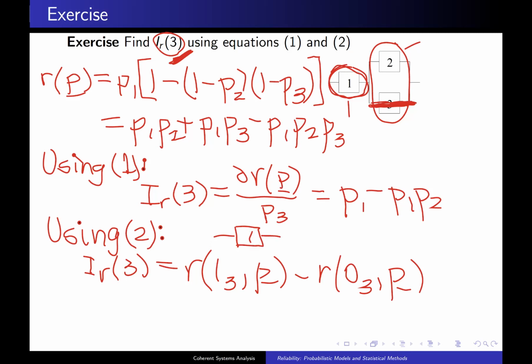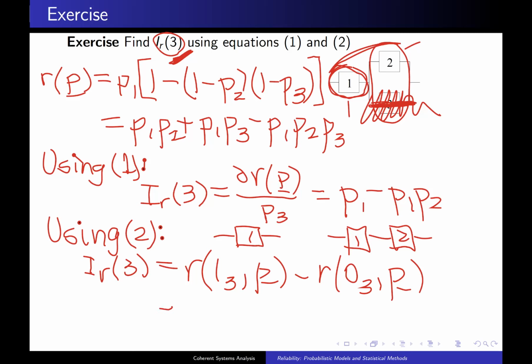Now let's take a look at this second system here, r of 0 in the third position, p. That means you put a 0 in the third position. That's the same as saying this thing isn't even here. Now this system right here looks like a 2-component series system with components 1 and 2.